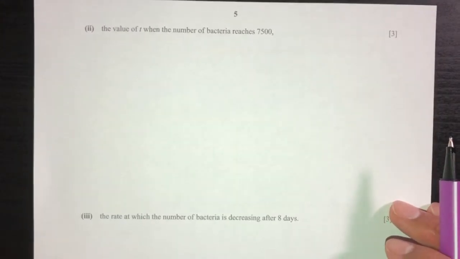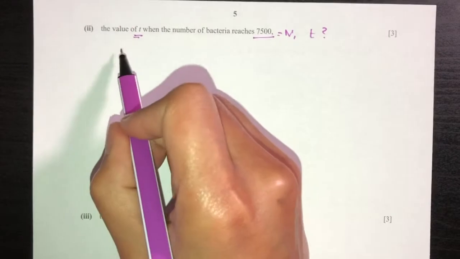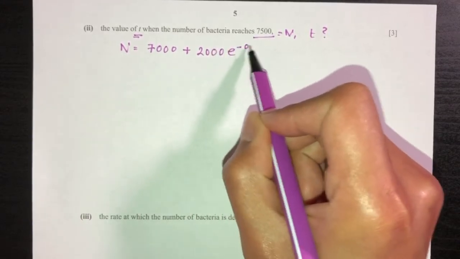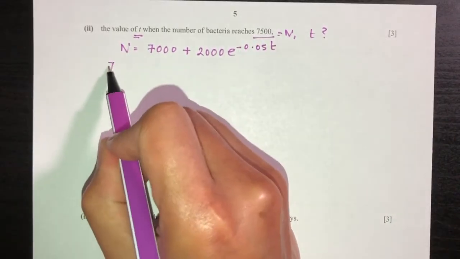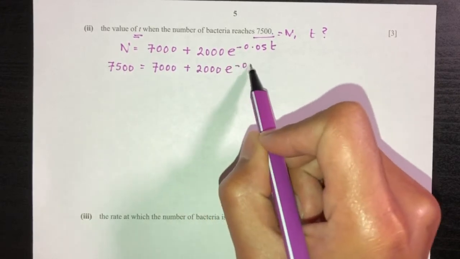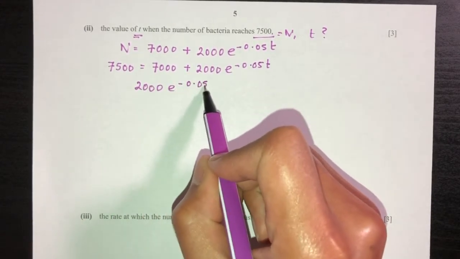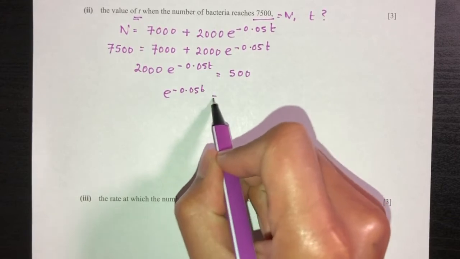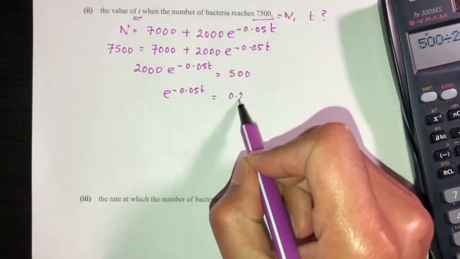Part 2. Find the value of t when the value of N is this much. Find the t. So the formula is given by N is equal to 7,000 plus 2,000 e power minus 0.05 t. So now we have N equal to this, so that will be 7,500. That will be 7,000 plus 2,000 e power minus 0.05 t. Simplify, you will have 2,000 e power minus 0.05 t equal to 500. Now simplify again. What is 500 divided by 2,000? That will be 0.25.